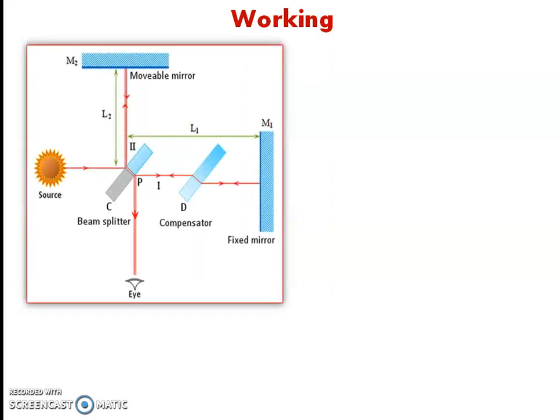Now let us talk about how this Michelson's interferometer works. If you look at this diagram, you will find that the working is very simple. There is an extended source which emits the light beam. It falls first on this glass plate C. After falling on this glass plate, it gets split into two parts. One beam of this light will get reflected and will fall on M2, and the second will get transmitted and will fall on M1, and then again they get reflected back.